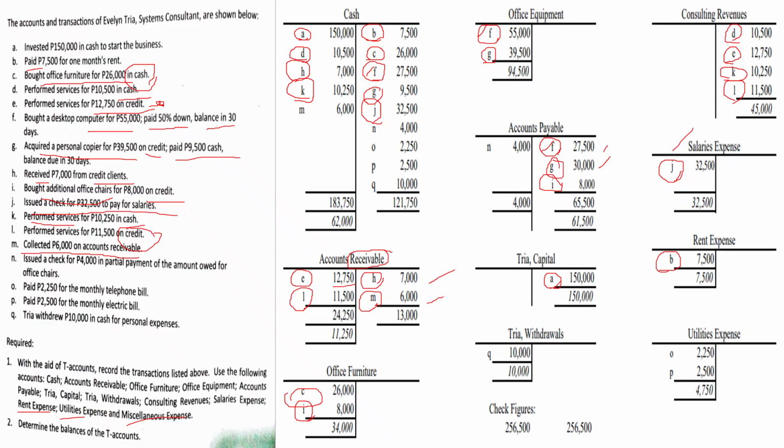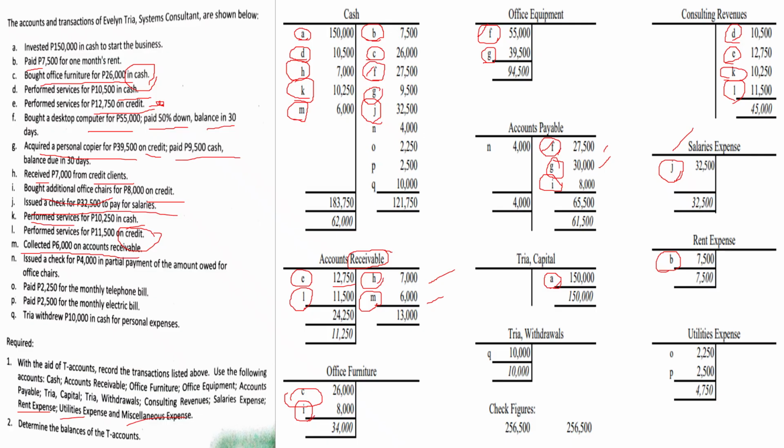It means our receivable is reduced or decreased. Now, when we collect, we get cash, right? So our cash will increase. Again, once cash is increased, we debit it. So there, we debit letter M, 6,000.